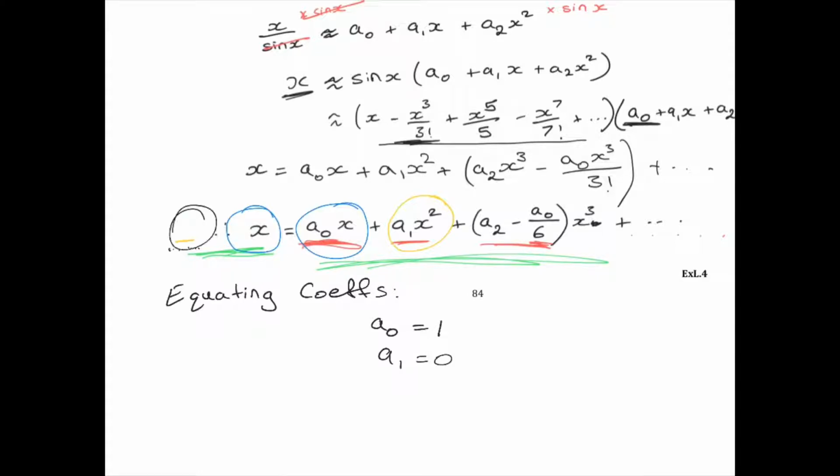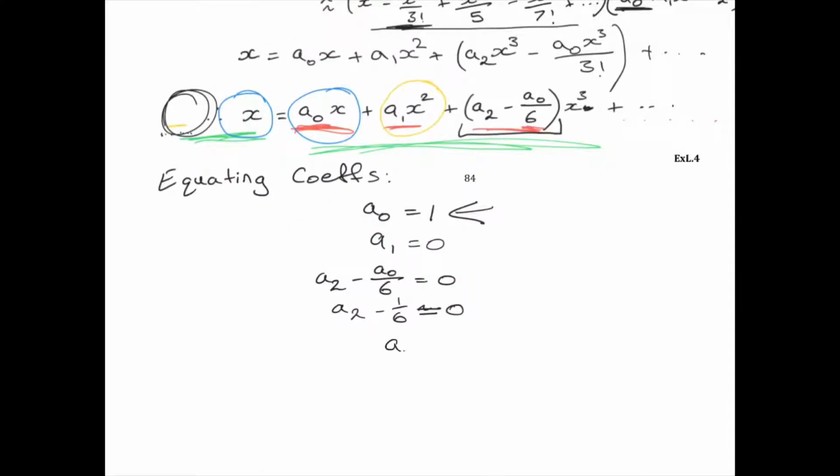Exactly, because there's no x cubed term on this side, all of that coefficient equals 0. So a2 minus a0 over 6 equals 0. But wait a minute, a0 is 1 from up here. So a2 minus 1 over 6 equals 0. Therefore, a2 equals 1 on 6. Okay, now what was the question? It just said find a0, a1, a2. We're finished. That's it. Does that make sense?